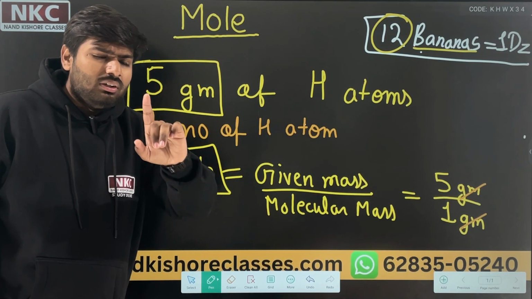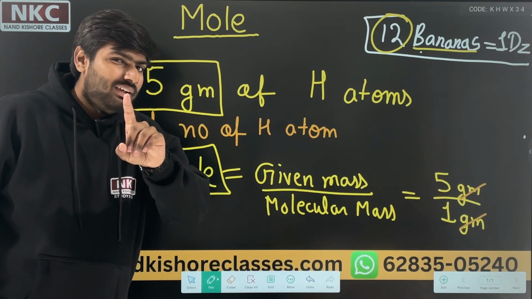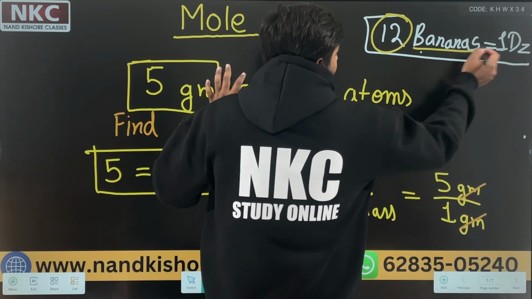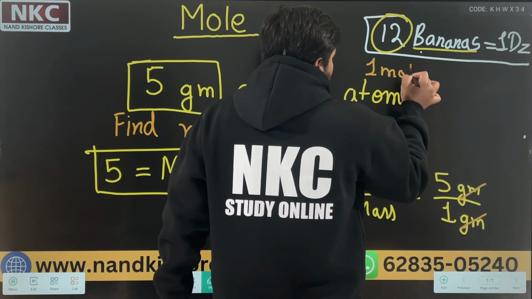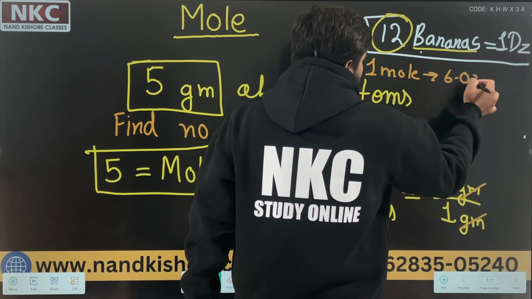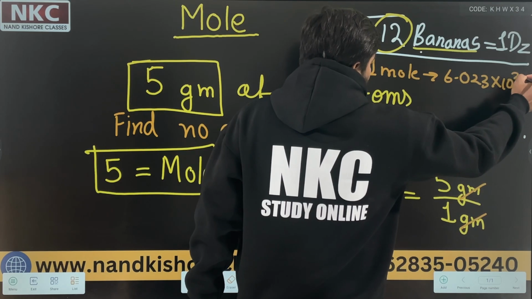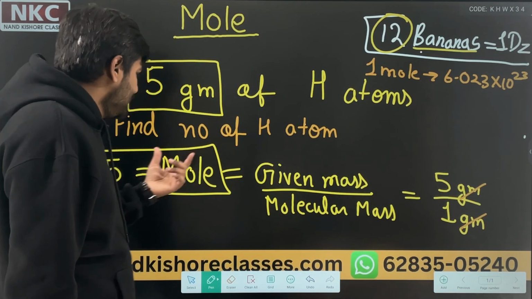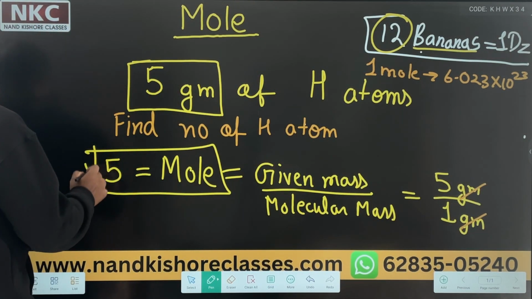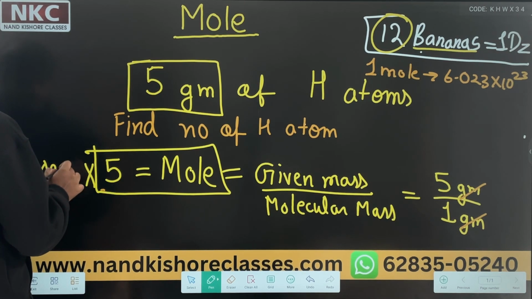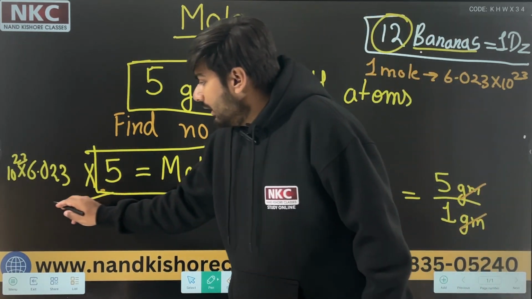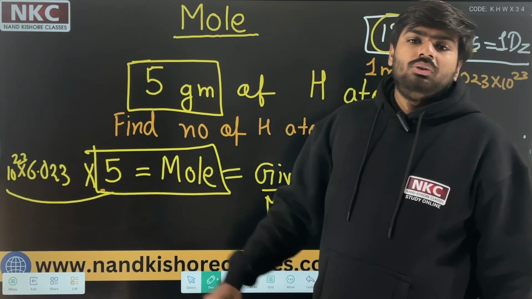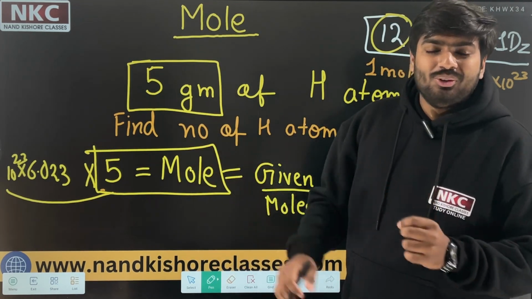And listen, how many atoms are in 1 mole? Sir, in 1 mole, you have said that we have 6.023 multiplied by 10 to the power 23. So in the case of 5 moles, we will have 5 into 6.023 multiplied by 10 to the power 23. Exactly, this will be our answer: this much number of atoms of hydrogen we are having.